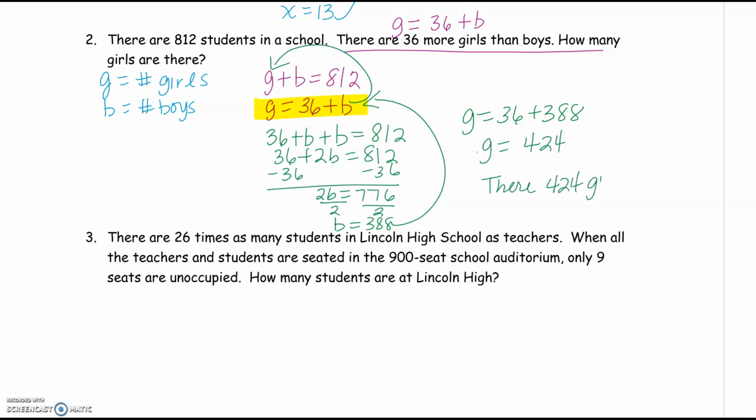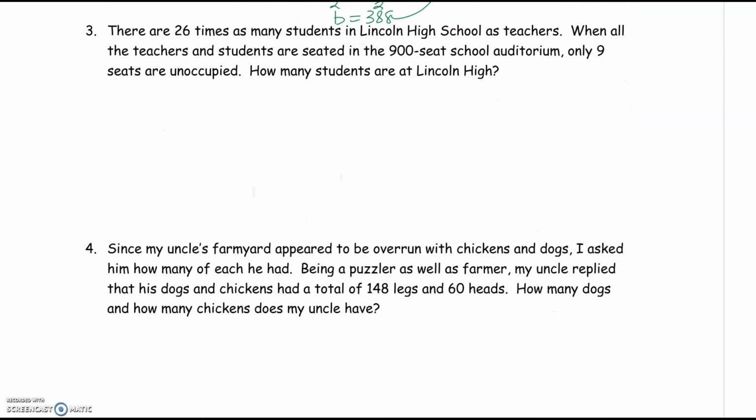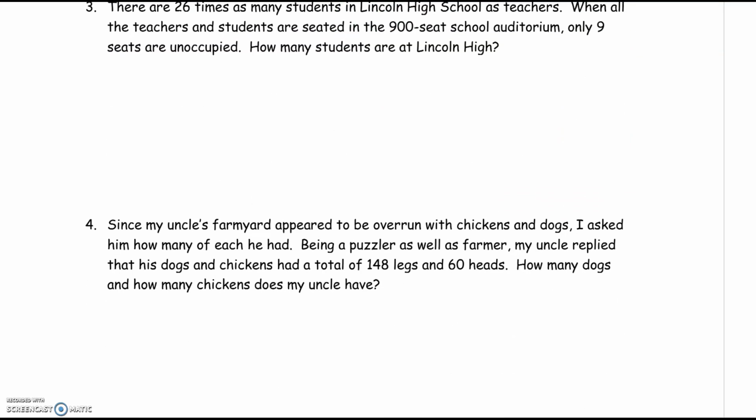424 girls. Again, you could have created an equation that looked a little different, and you could have used a different method. You might have used elimination. Let's go on to number 3.